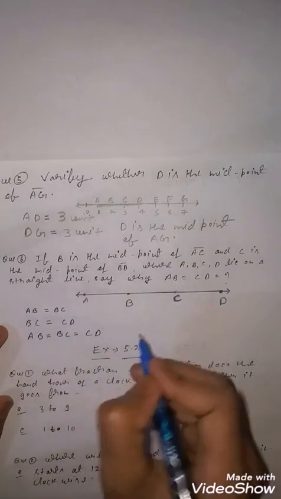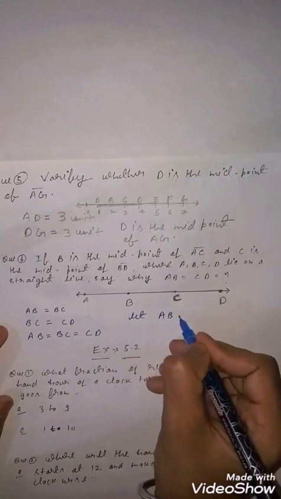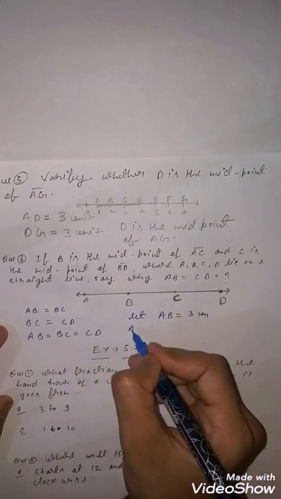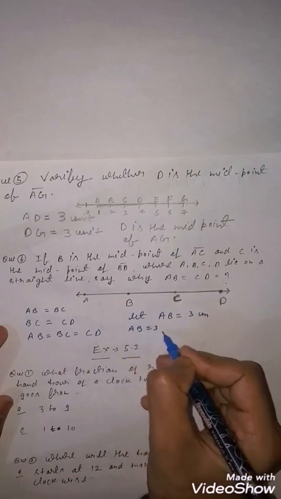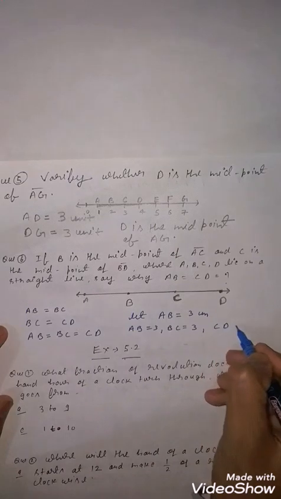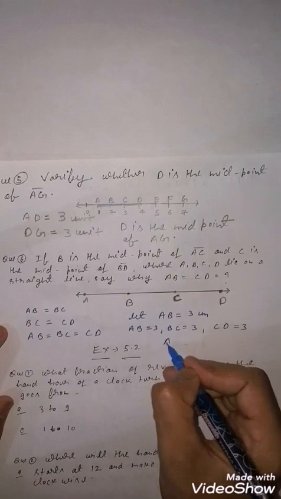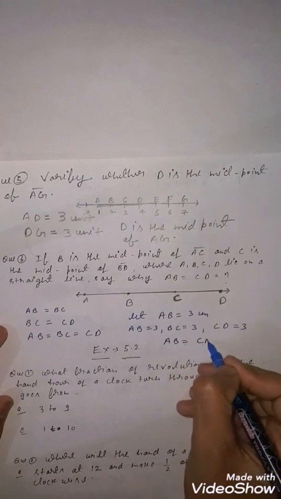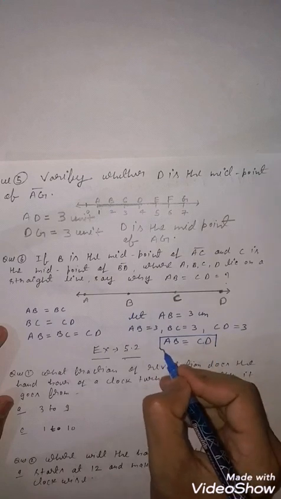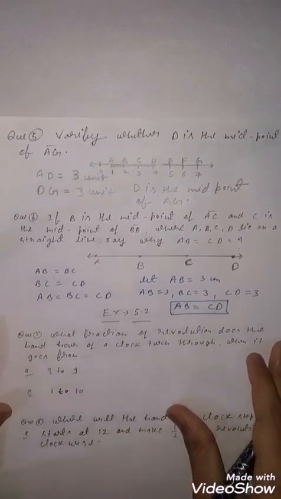All are equal. So let us suppose, let AB equal 3 centimeters. I am just assuming. You know that AB is 3, BC will also be 3 centimeters and CD also 3 centimeters. Clear, student? So you can clearly say that AB will be equal to CD. By this you can prove it properly. Clear, students? Here 3, 4, 5, anything you can take, it depends on you. Now come on, next question.